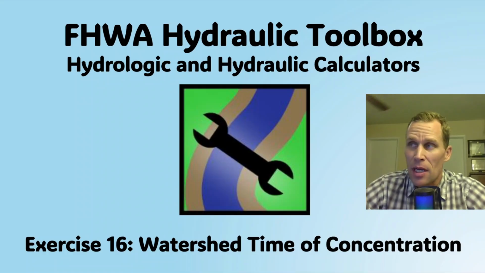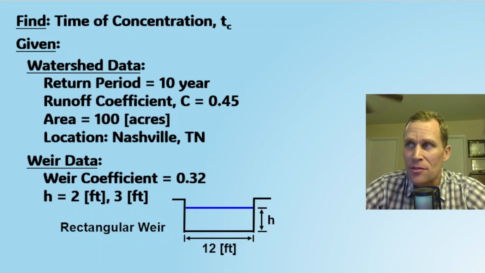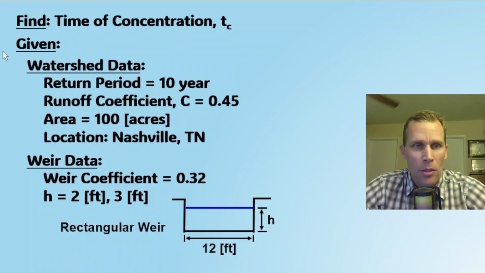I'm titling this exercise Watershed Time of Concentration. What we're going to be solving for is the time of concentration in a watershed, and we're going to be using the rational method calculator as well as the Weir calculator. What you see on the screen here is the problem statement.